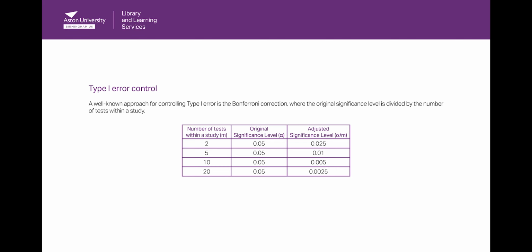We take our original significance level, 0.05 in our example, and divide it by the number of tests we are conducting. That gives us a new, stricter threshold for each individual test. For 5 tests, the adjusted significance level drops to 0.01, and for 20 tests, the threshold drops to just 0.0025.